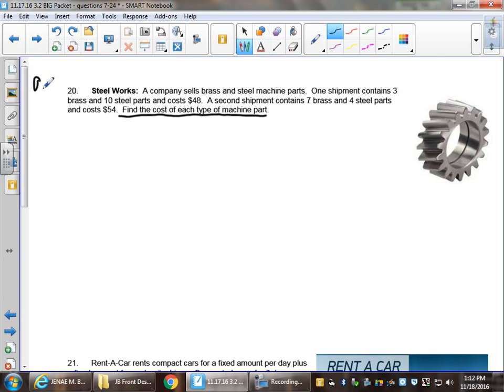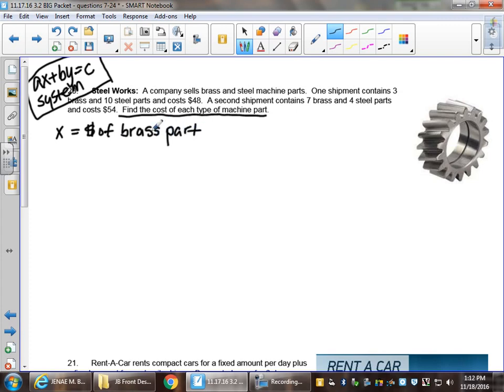From that question, I know that this will be an AX plus BY equals C system. I also know from the question that it says find the cost of each type. So what are the 2 types? Let's see, we have brass, so cost of brass part. What's the other type? Steel. So Y will be the cost of steel part.